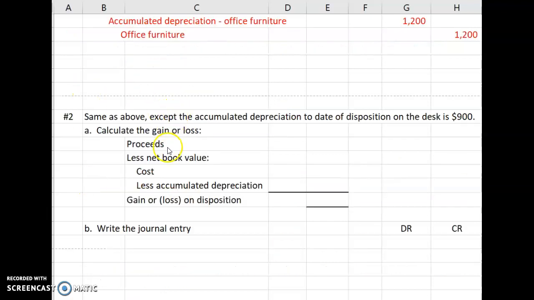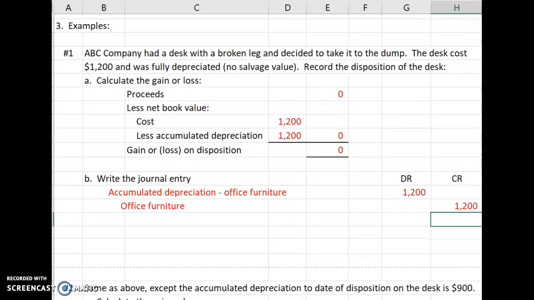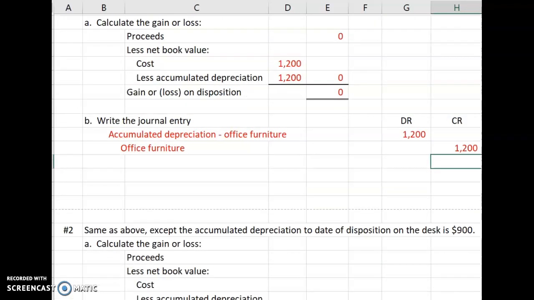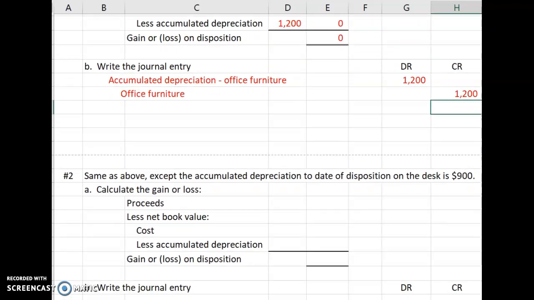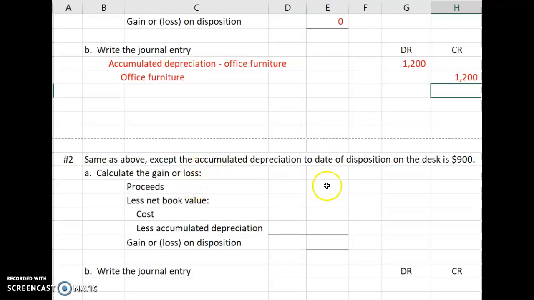Let's do another example. The same as number 1 above, except that the accumulated depreciation to date of disposition on the desk was $900. So it's the desk with the broken leg. The desk cost us $1,200. The depreciation taken to date of disposal is $900. Let's plug some numbers in to calculate the gain or loss.